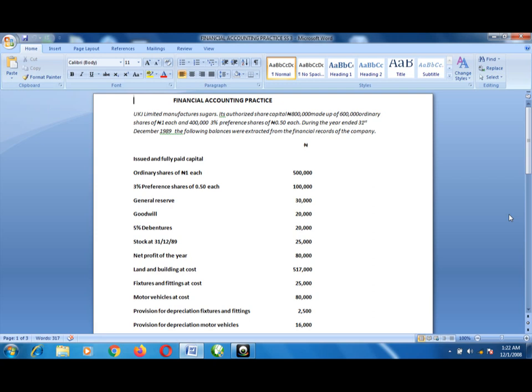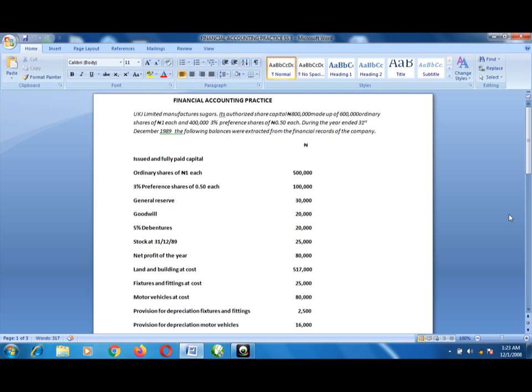And the issued share capital, you have ordinary share capital of 1 naira, while the 3% preference share of 50 kobo each. They already multiplied the value, that's 50 kobo, with the number of units of shares before they arrive at 100,000. And they already multiplied 1 naira with the number of issued shares before they arrive at the 500,000. So you don't need to do any calculation on that one.